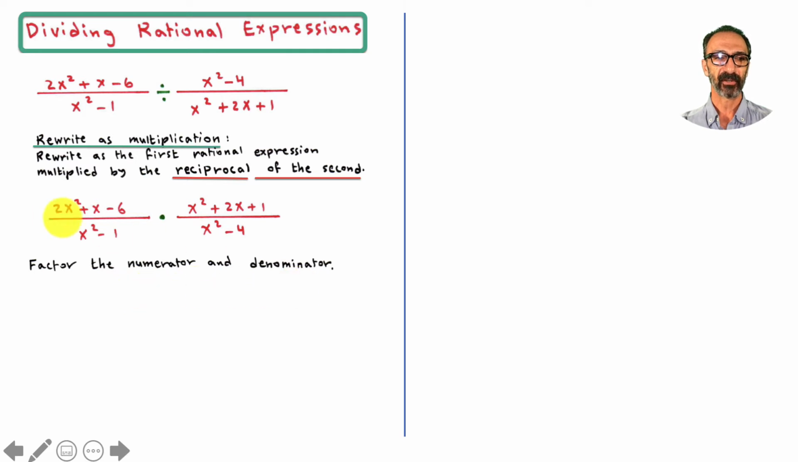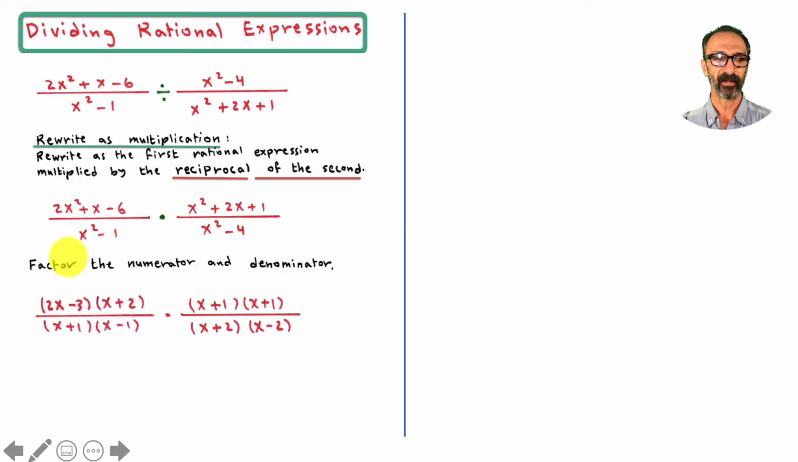We factor, we put them all in one fraction bar, and we cancel common factors. Factor the numerator and the denominator. They all factor. Difference between two squares, difference between two squares. X squared plus 2x plus 1 is x plus 1 times x plus 1. 2x to the second plus x minus 6 is 2x minus 3 times x plus 2. That's a factor by grouping.